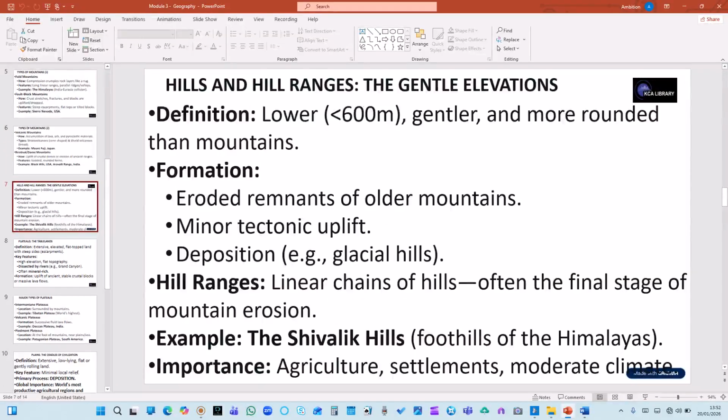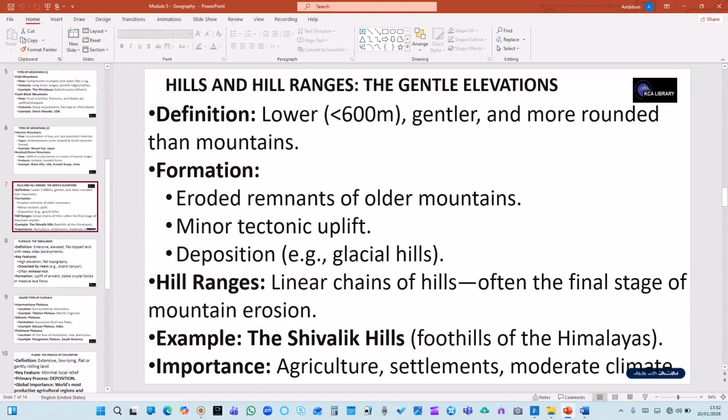Having known that, let us look at hills and hill ranges. By way of definition, a hill is lower than 600 meters. That is to say that a hill is lower than a mountain. It is gentler and more rounded than a mountain. The formation: it can be formed in three ways. One, by the eroded remnant of an old mountain.